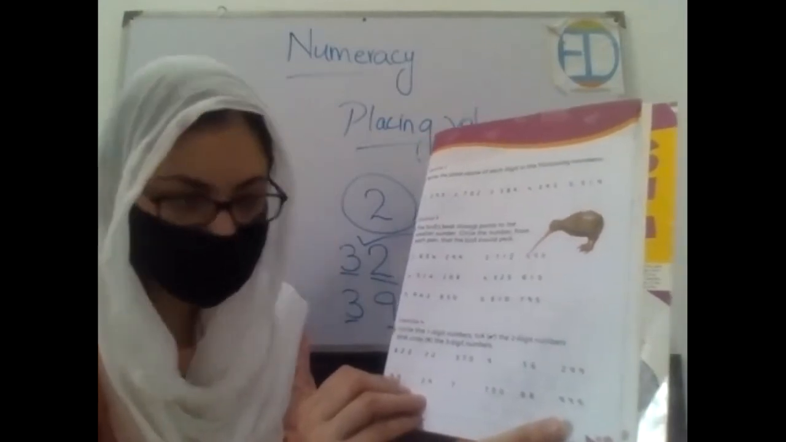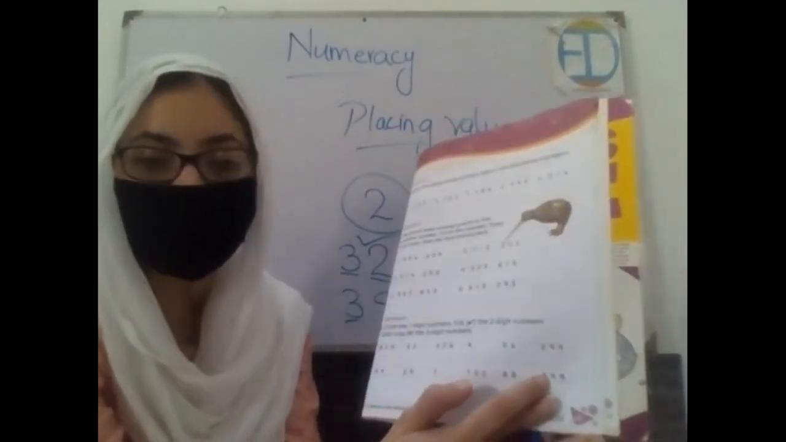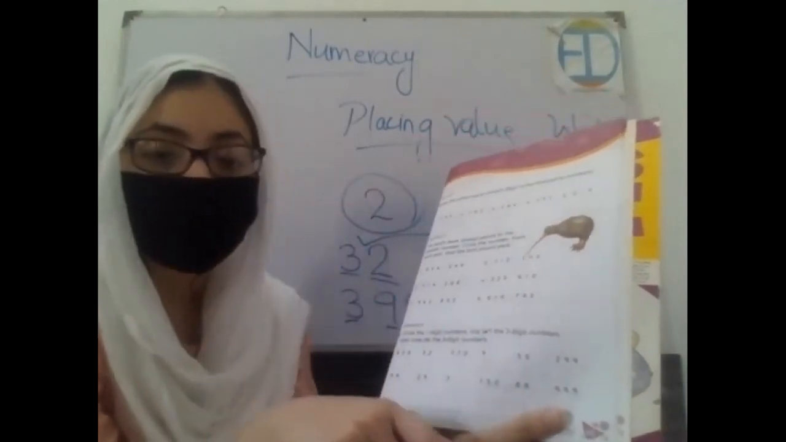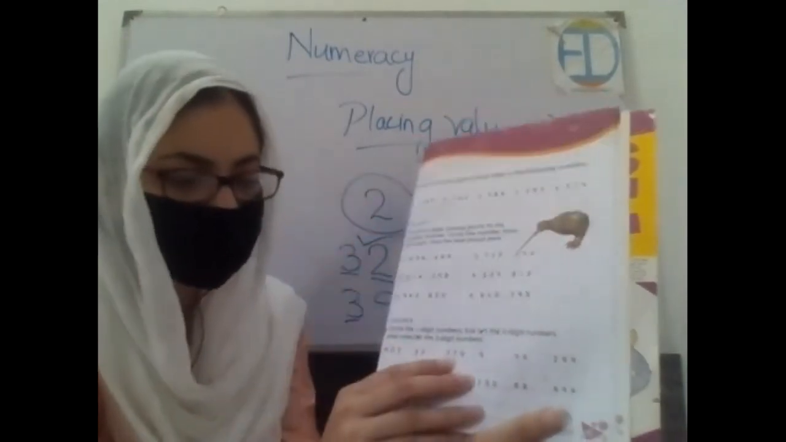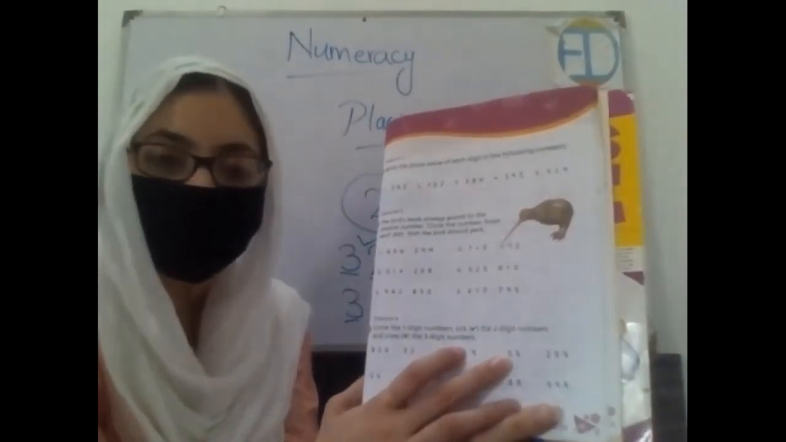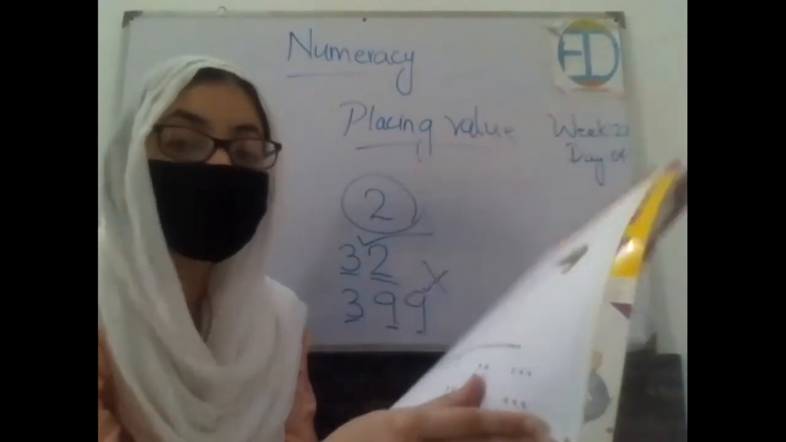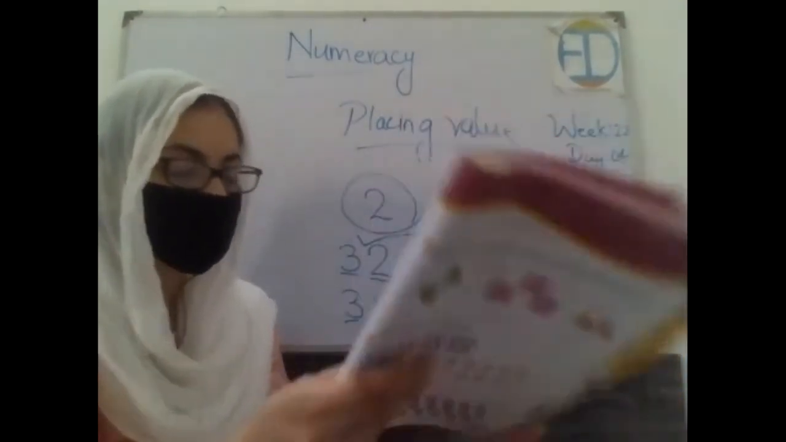Again, a tick. Excellent. What about 999? A cross on it. Why? Because it's a 3-digit number. Okay. What about 56? A tick on it. Why? Because it's a 2-digit number. Excellent. Okay. Now turn the page and open page number 116.